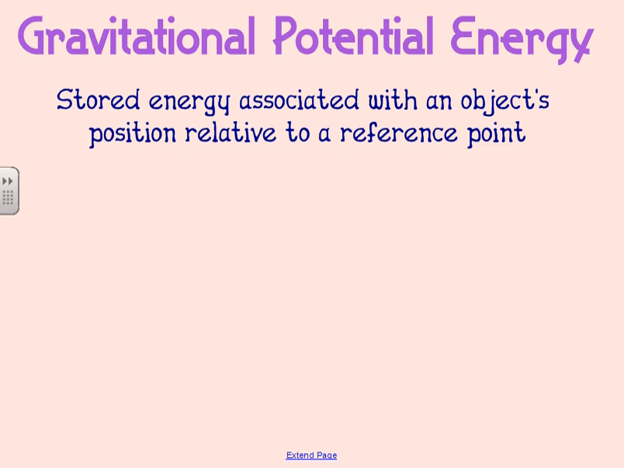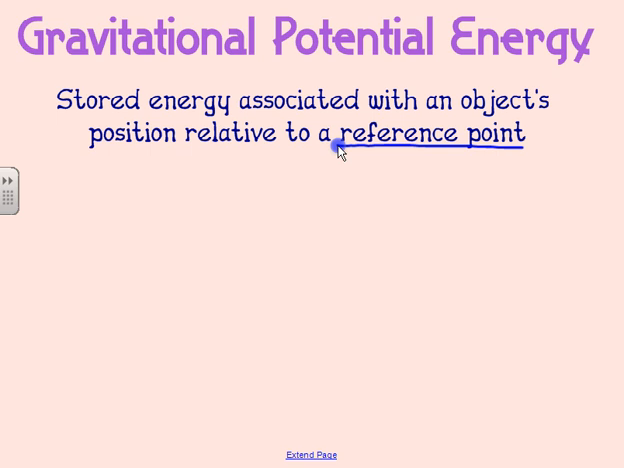Gravitational potential energy is stored energy that's associated with an object's position relative to a reference point. The reference point is something that you will often have to define for yourself. Typically, it's not given to you. We'll choose a reference point, which is also sometimes called a reference level, at a point that is convenient, that makes the problem easier. Often our reference point or our reference level is the ground, or the lowest position the object can reach.